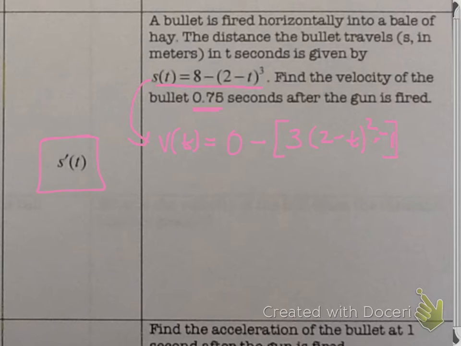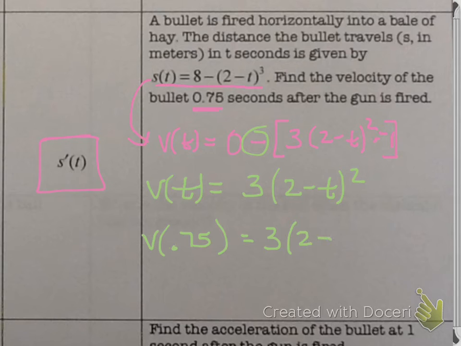Right, so now let's clean that up just a little bit. The velocity here looks like that negative times the -1. Really, I could just make this positive 3 times 2 minus t squared. Now that's the first part. To find the velocity at 0.75, that's basically just as simple as plugging 0.75 into my derivative. Probably going to need a calculator here, but let's just plug it in.